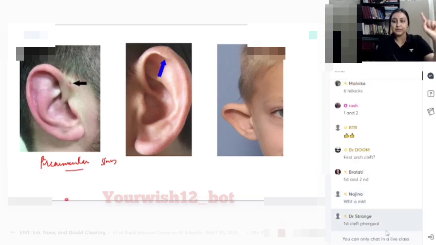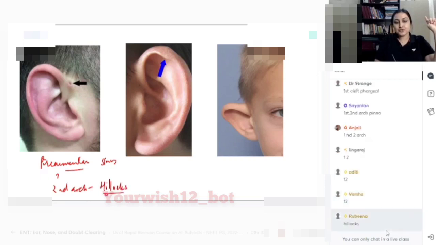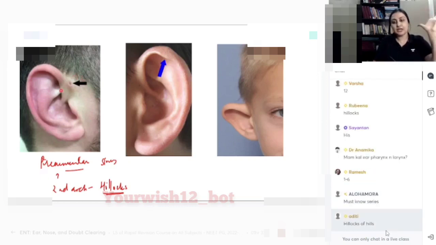So yes, this is arch. Arch and cleft दो दो चीजें नहीं हो सकती ना. Only arch. So this is arising from first and second arch via hillocks. Hillocks का नाम सुना है? 6 hillocks होते हैं. So basically what happens is first and second arch के hillocks जब fuse नहीं होते, hillocks of His, correct. We will have this sinus when they do not fuse. Okay, so this is your preauricular sinus.